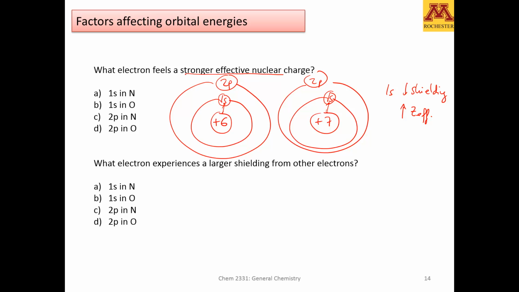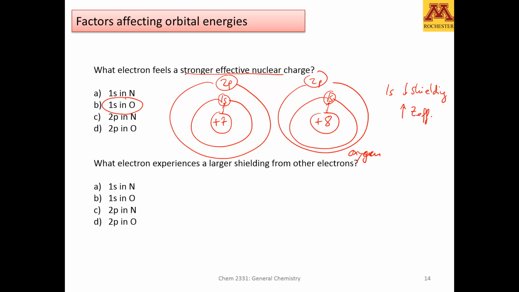However, which one has more effective nuclear charge, the oxygen or the nitrogen? I'm sorry, I put 6. This should be: nitrogen is 7 and oxygen is 8. So in this case, because the positive nuclear charge is higher in oxygen, the 1s of oxygen will be the electron feeling a stronger effective nuclear charge.